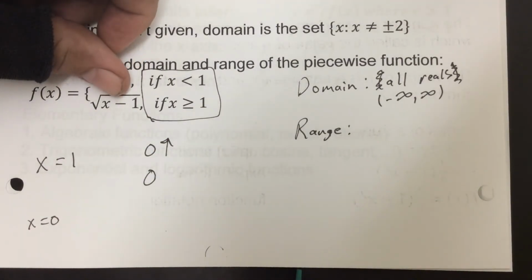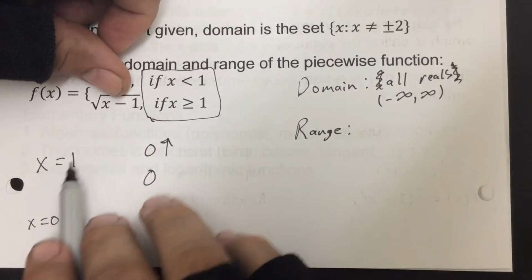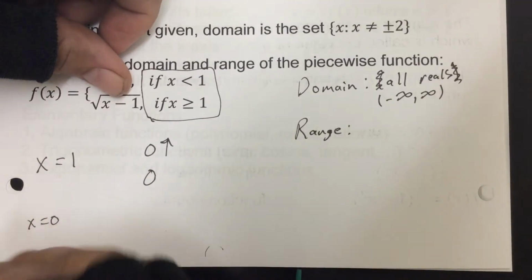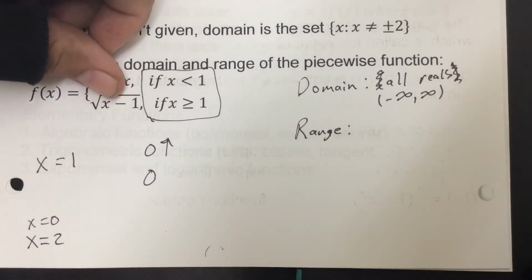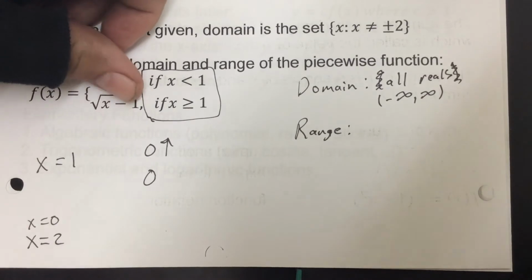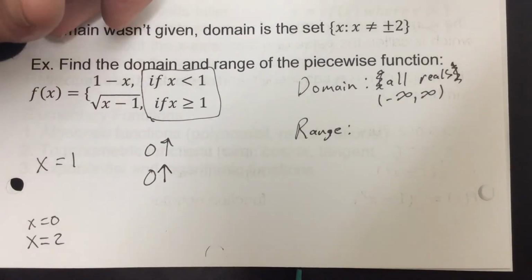Now we need to look at the other side. Where is it going to be going? So we need an x that's greater than or equal to 1. We already did 1, so we want to go bigger. So we're going to do an x of 2. So if we put 2 in here, 2 minus 1 is 1. Square root of 1 is still 1. So again, this one's going to be increasing as well. It's going to be getting bigger.